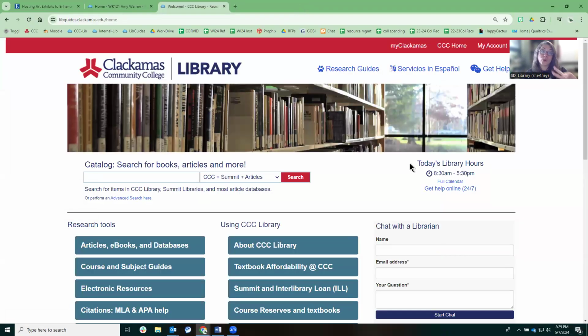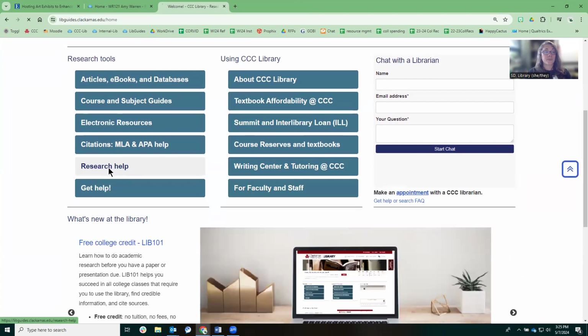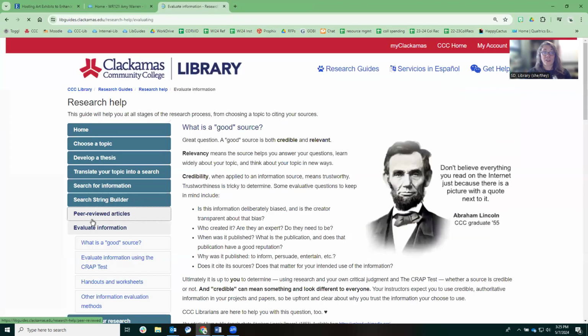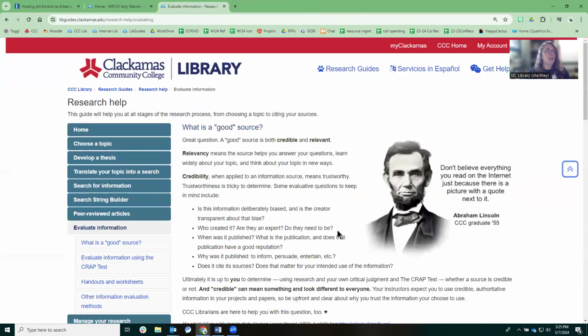Okay, I'm going to show you two different ways to get to the content on our website. So starting on our main page, which is library.clackamas.edu, if you scroll down to research help, there is a page called evaluate information. And this is what we're going to be talking about today. It has what is a good source at the top. And if you scroll down, this is where we'll get into CRAP.